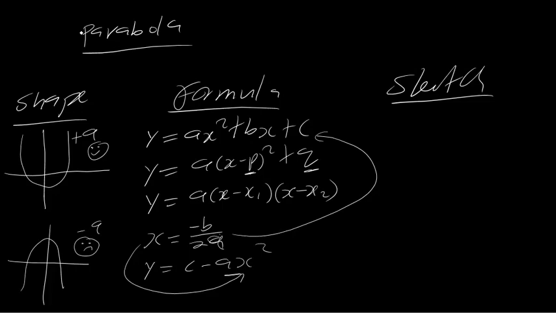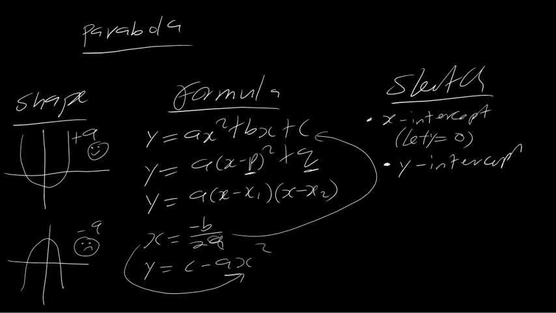Then with regards to sketching the parabola graph, we need our x-intercept, which is where the graph cuts the x-axis. In order for us to look for the x-intercept, where there's y, we substitute 0 in our formula. And then the next thing, we need the y-intercept. To find the y-intercept, where there's x, you put 0.